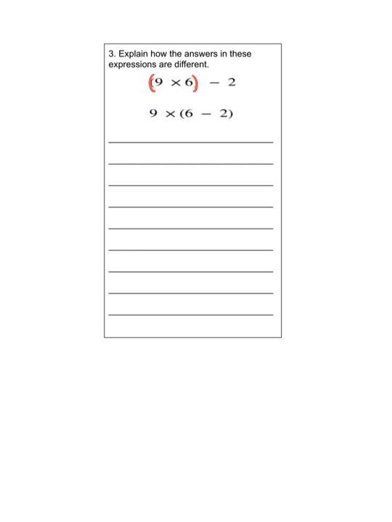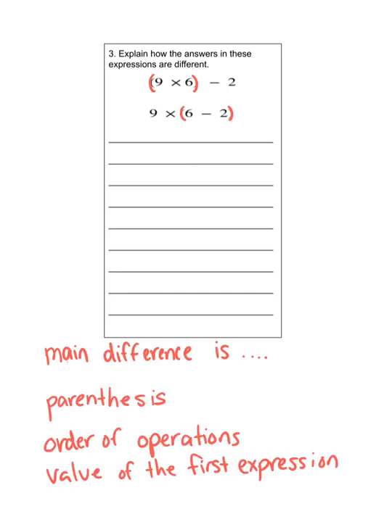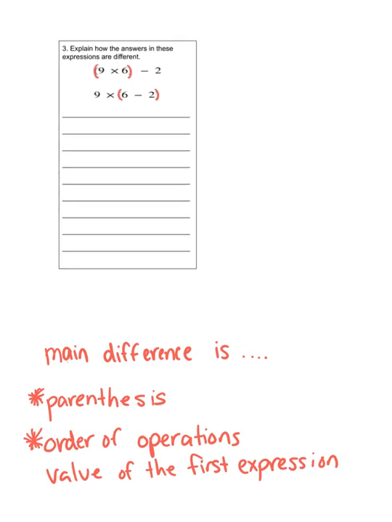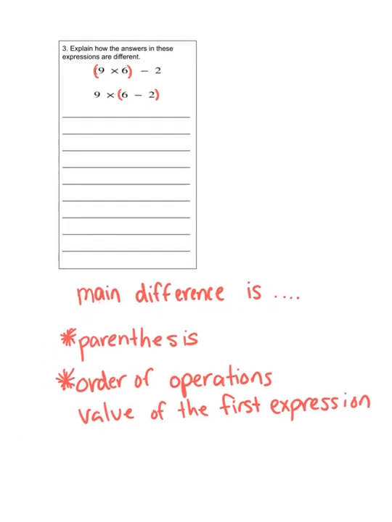The key difference, meaning the main difference between these two expressions, is... You fill in the blank. Next, I'm going to give you just some vocabulary words that I would expect to see in your writing. Parentheses and order of operations are going to be critically important for you to be able to express your thinking about this problem. So I would definitely expect to see those in your sentences.